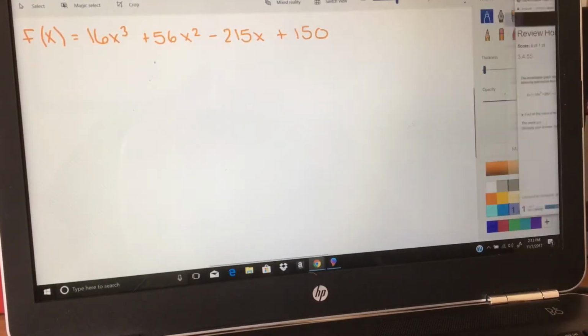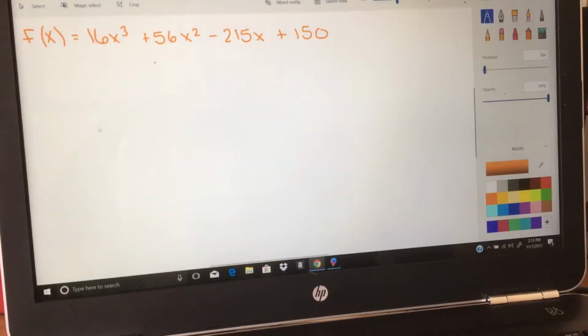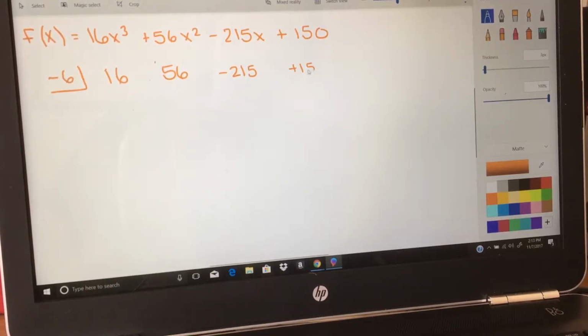So I'm going to take that, come over to my function here, and divide it out synthetically. I'm going to use synthetic division, and I'm going to get that to quadratic form here. So we have a 16, we have a 56, -215, and 150.